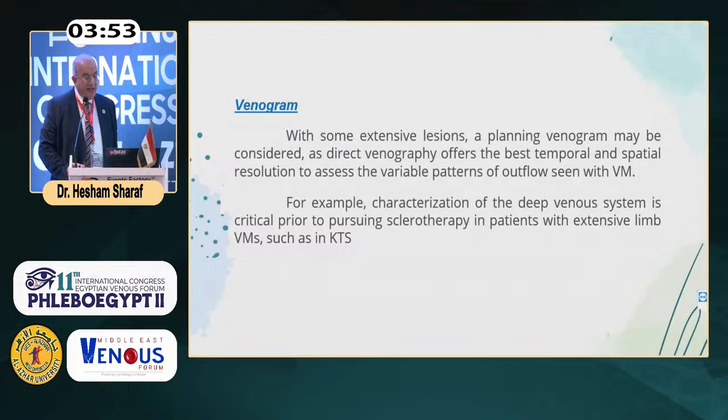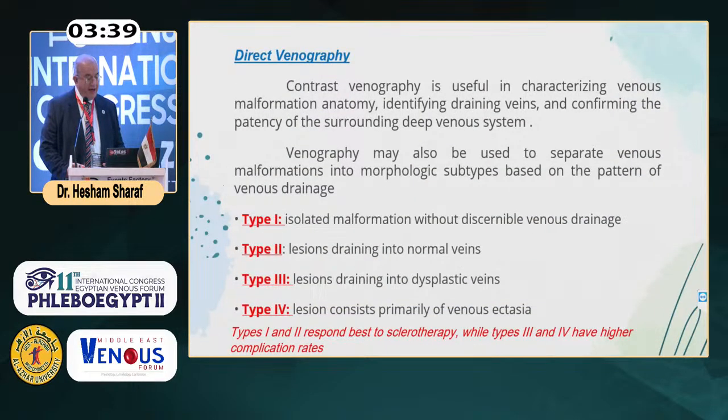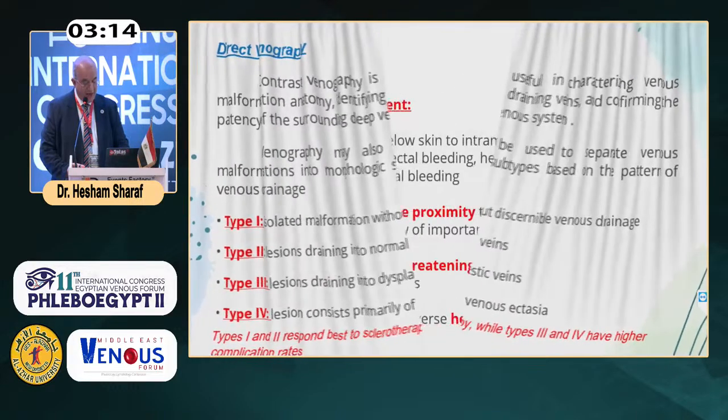Venogram: with some extensive lesions, a planning venogram may be considered, as direct venography offers the best temporal and spatial resolution to assess the variable pattern of outflow and inflow. Direct venography also classifies venous malformation into type 1, isolated malformation without discernible venous drainage; type 2, lesion draining into normal vein; type 3, lesion draining into dysplastic vein; and type 4, lesion consists primarily of venous ectasia. Type 1 and type 2 respond best to sclerotherapy, while type 3 and type 4 have a higher complication rate.